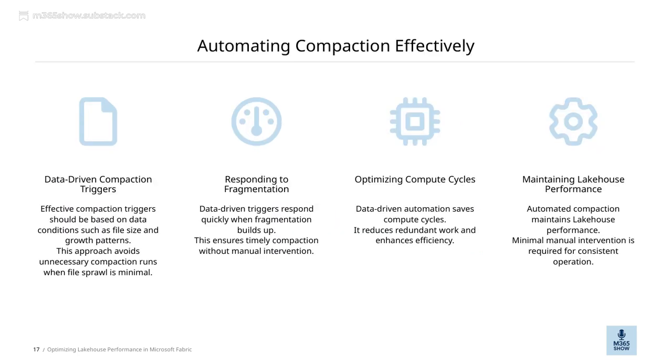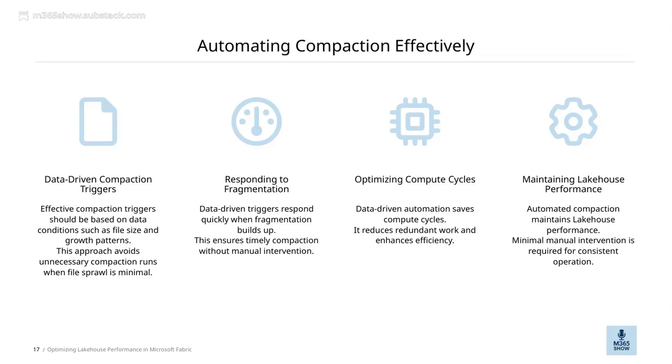Now, let's talk about automating compaction effectively to maintain Lakehouse performance. Automated compaction plays a crucial role here because it helps keep things running smoothly without requiring a lot of manual effort. This means that once set up, the system handles the regular maintenance, ensuring consistent operation and optimal performance. Next, optimizing compute cycles is essential. By leveraging data-driven automation, we can save valuable compute resources. This approach reduces redundant work, which not only improves efficiency, but also lowers costs.